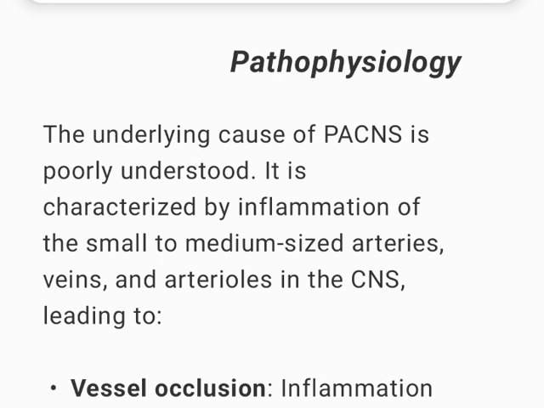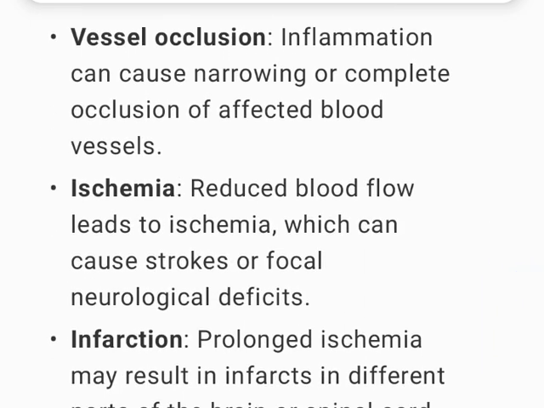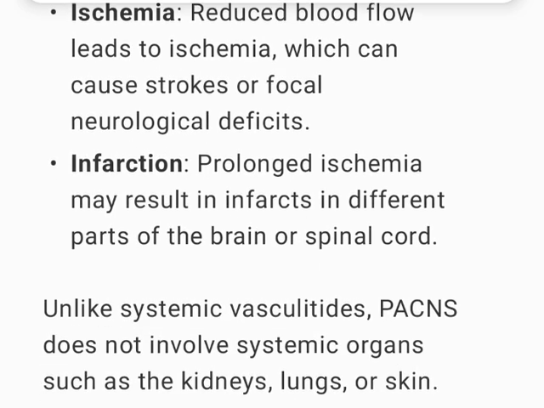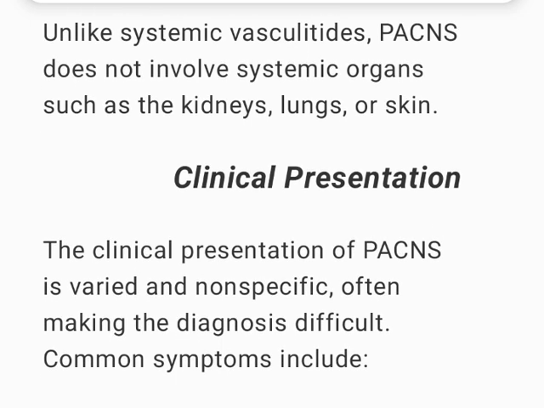It is characterized by inflammation of the small to medium-sized arteries, veins, and arterioles in the CNS, leading to vessel occlusion. Inflammation can cause narrowing or complete occlusion of affected blood vessels. Ischemia: reduced blood flow leads to ischemia, which can cause strokes or focal neurological deficits. Infarction: prolonged ischemia may result in infarcts in different parts of the brain or spinal cord. Unlike systemic vasculitides, PACNS does not involve systemic organs such as the kidneys, lungs, or skin.